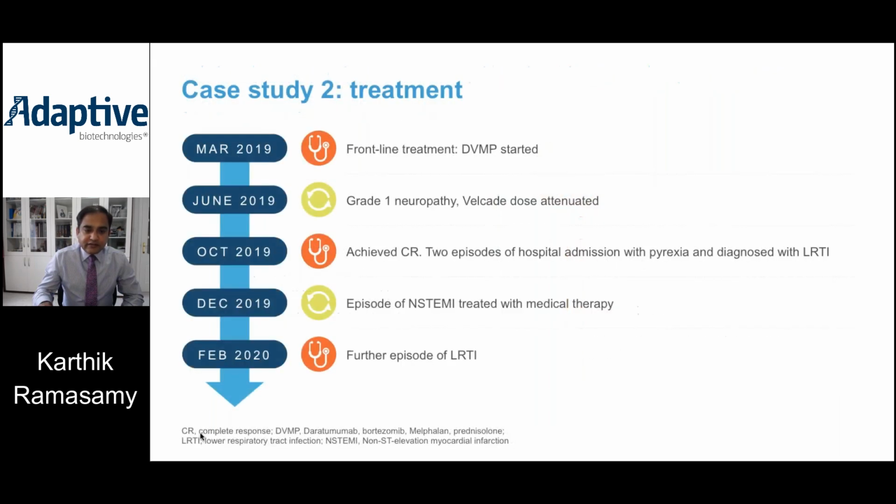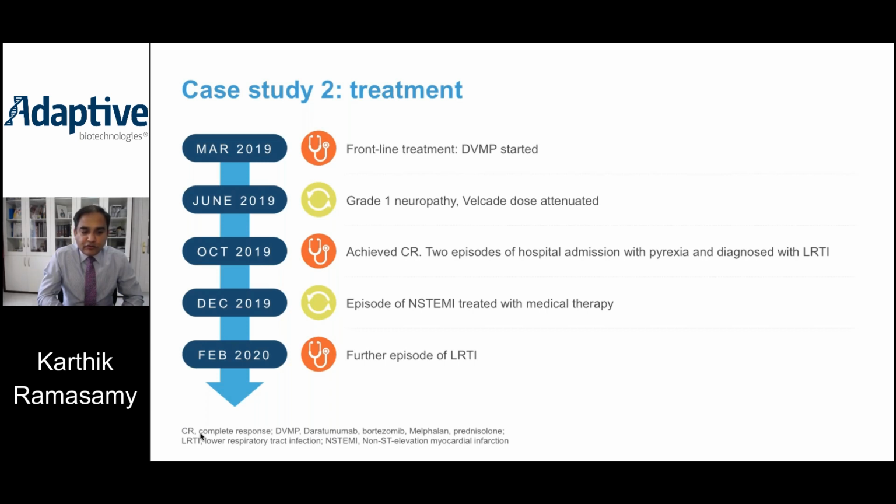So the treatment this 83-year-old man received was a combination that was shown in the Alcyone trial to be better than VMP, which is DARA VMP. It's a 1-year treatment program. He starts the treatment in March of 2019. In June of 2019, he develops a grade 1 neuropathy, and therefore I had to attenuate his Velcade dose. By October 2019, he had already achieved a complete remission.